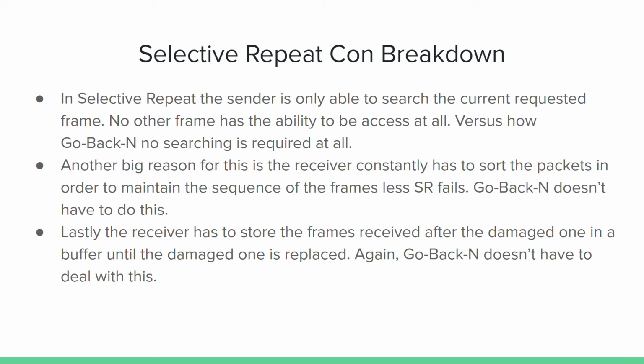When you move back in selective repeat, that order has to be maintained because it has to retransmit. Well, I don't really retransmit them, but keep them in a buffer, like it says down here. Lastly, the receiver has to store the frames received after the damaged one in a buffer until the damaged one is replaced. Again, go back N doesn't have to deal with this. This goes back to the second reason. Since they're in the buffer, you've got to maintain that order. Otherwise, you're going to end up with a mess.